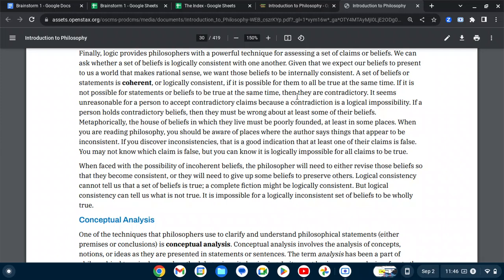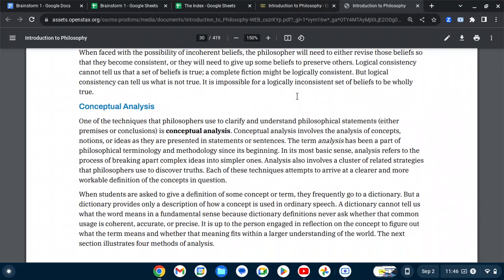If a person holds contradictory beliefs, then they must be wrong about at least some of their beliefs. Metaphorically, the house of beliefs in which they live must be poorly founded, at least in some places. When you are reading philosophy, you should be aware of places where the author says things that appear to be inconsistent. If you discover inconsistencies, that is a good indication that at least one of their claims is false. You may not know which claim is false, but you can know it is logically impossible for all claims to be true. When faced with the possibility of incoherent beliefs, the philosopher will need to either revise those beliefs so that they can become consistent, or they will need to give up some beliefs to preserve others.